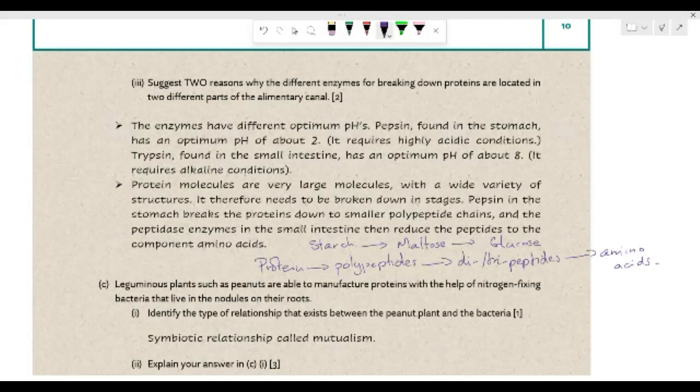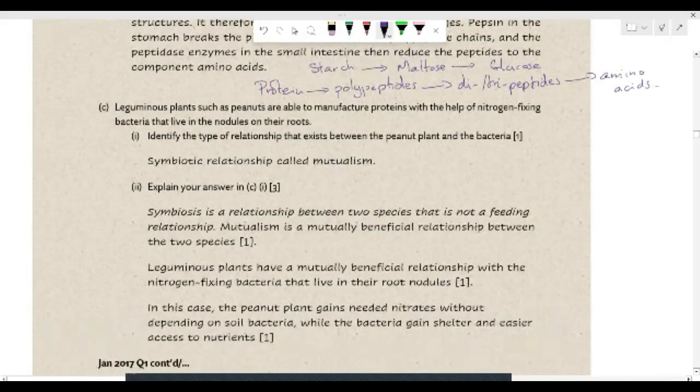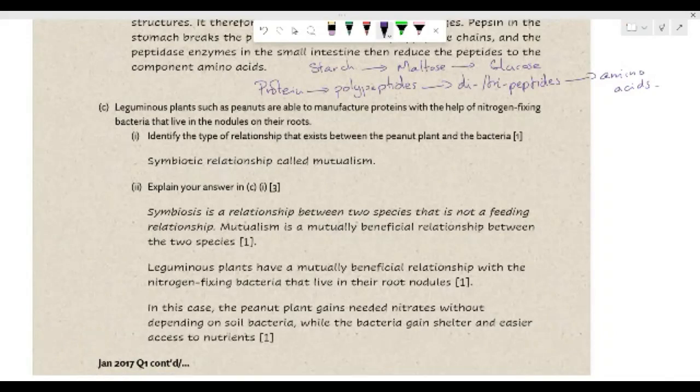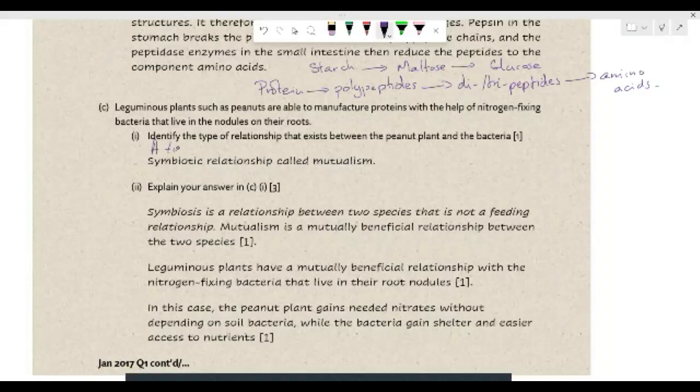So let's go to the next one, leguminous plants. And they are looking at leguminous plants. They manufacture proteins, nitrogen-fixing bacteria, etc. And they're asking us the type of relationship between the peanut plant and the bacteria, and that would be called mutualism. It's a type of symbiotic relationship called mutualism, right?